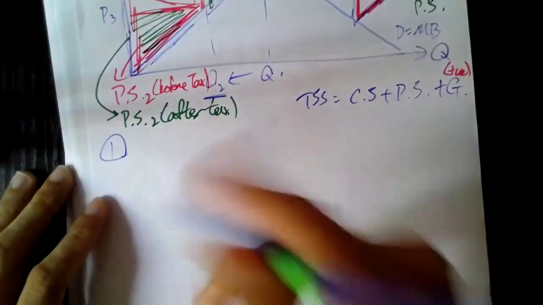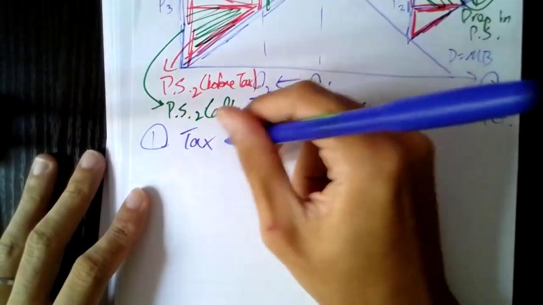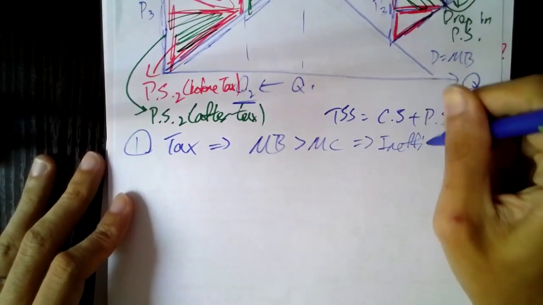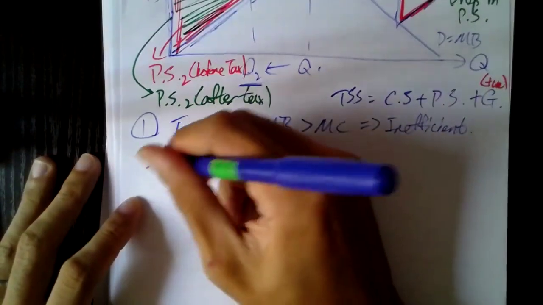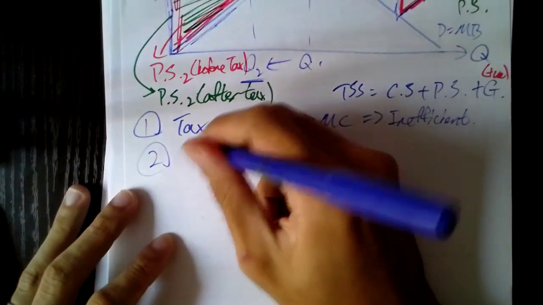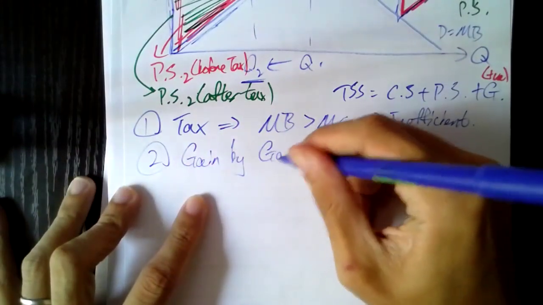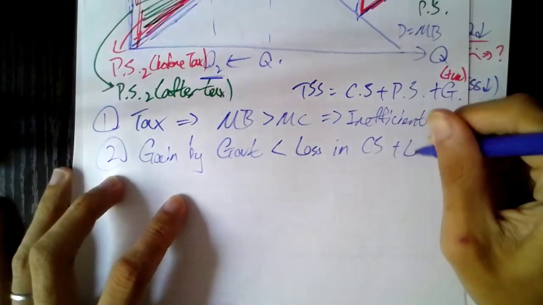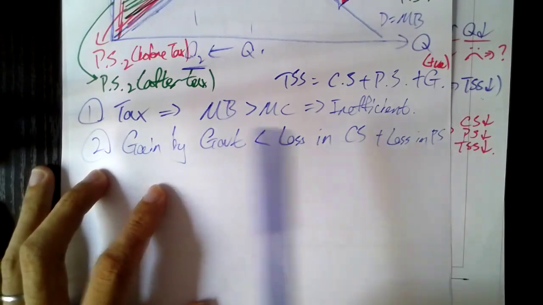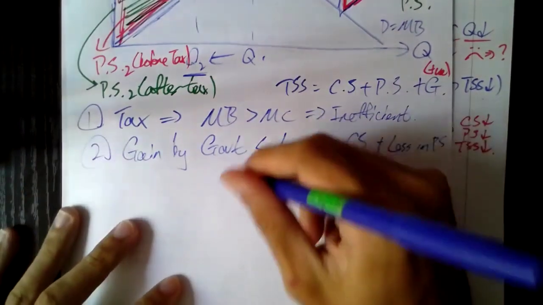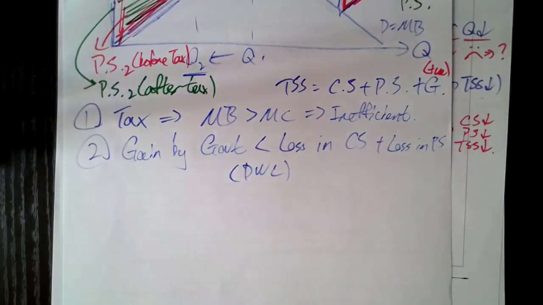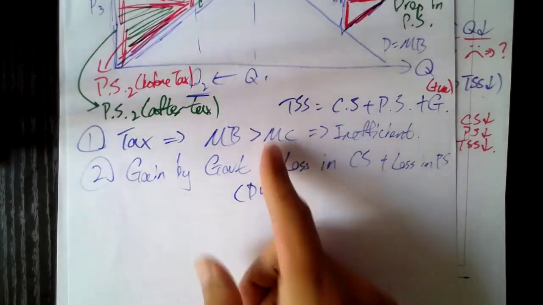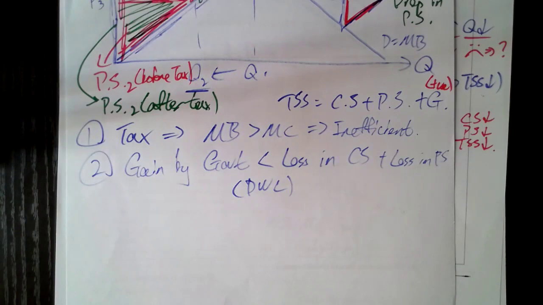So we actually have two methods. First way: taxation leads to MB larger than MC. Therefore, it is inefficient. Full stop, of course. But second way, using this logic, the gain by the government is smaller than the loss in CS plus the loss in PS, because what these two parties lose is more than what the government gains. That's why something disappears into thin air. This is how to explain the deadweight loss by taxation.